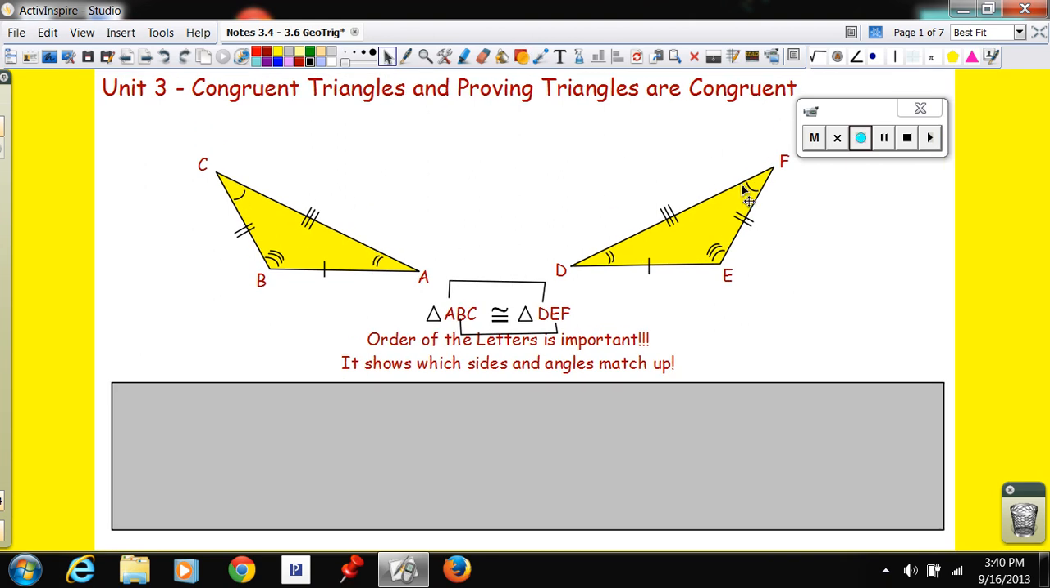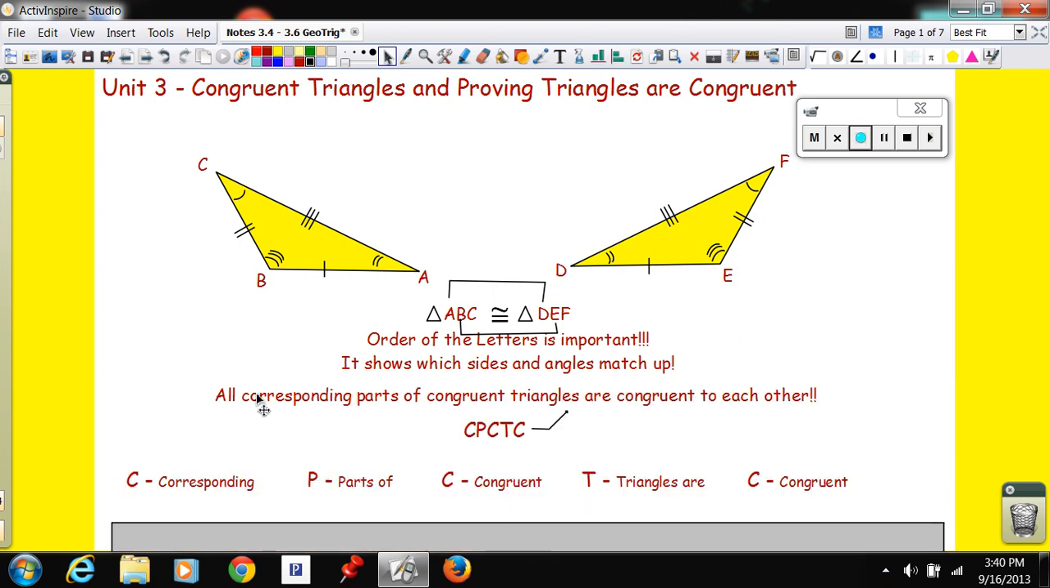Now, when 2 triangles are congruent like this, all of these pieces are congruent. And what we call that is corresponding parts of congruent triangles are congruent to each other. And the letters that come out of that are C, P, C, T, C. And I kind of listed it down here. Corresponding is the C. P is for parts of. C is congruent. T is the triangles. Then the last C is congruent. So if you read it like this, corresponding parts of congruent triangles are congruent, which just tells you that if you know that 2 triangles are congruent, now you know that all of the pieces of the triangles are congruent. Every piece of this triangle is the same as every piece of this triangle, and you could list them all.